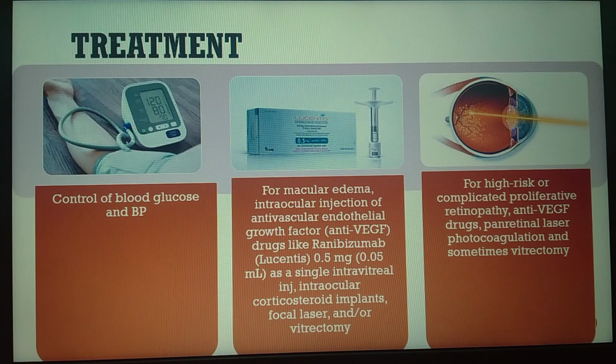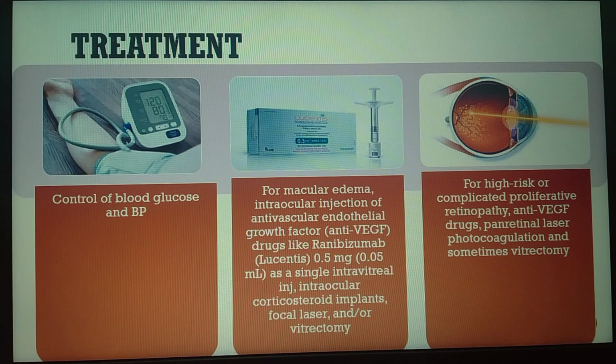And for the treatment, control of blood glucose and blood pressure. For macular edema, intraocular injection of anti-vascular endothelial growth factor drugs like ranibizumab, brand name Lucentis, 0.5 mg as a single intravitreal injection. We may also give intraocular corticosteroid implants, focal laser, and/or vitrectomy.